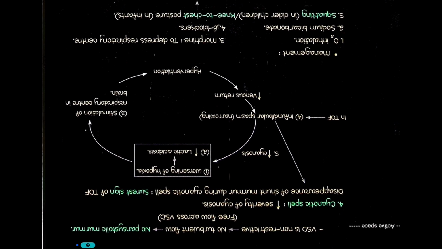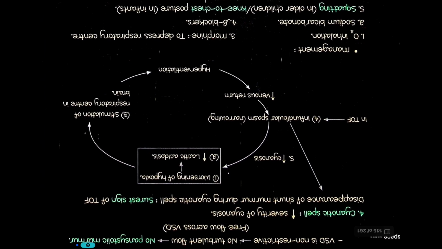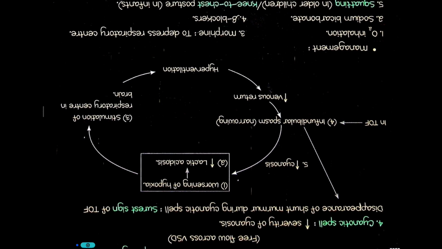VSD is non-restrictive, no turbulent flow, no pansystolic murmur, free flow across VSD. Cyanotic spell: increased severity of cyanosis, disappearance of shunt murmur during cyanotic spell is the surest sign of TOF.